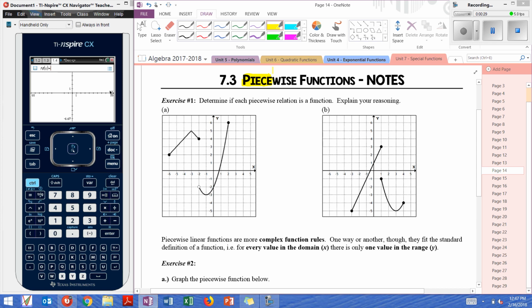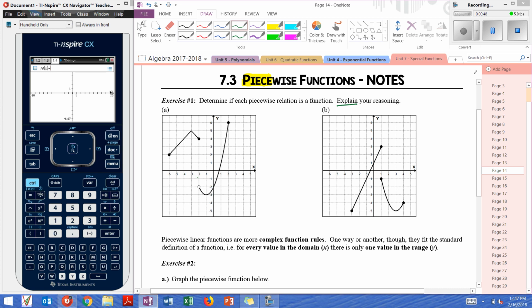But first, let's talk about if some piecewise relations are actually functions. And this takes us back to, what is it, Unit 2, when we talked about is something a function or not. I even think this brings you back to 8th grade. So exercise 1 says, determine if each piecewise relation is a function, and of course we should explain.